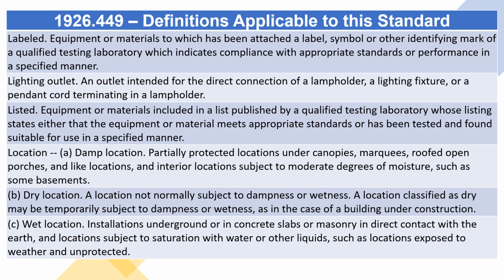A location classified as dry may be temporarily subject to dampness or wetness, as in the case of a building under construction. C. Wet location. Installations underground or in concrete slabs or masonry in direct contact with the earth, and locations subject to saturation with water or other liquids, such as locations exposed to weather and unprotected.